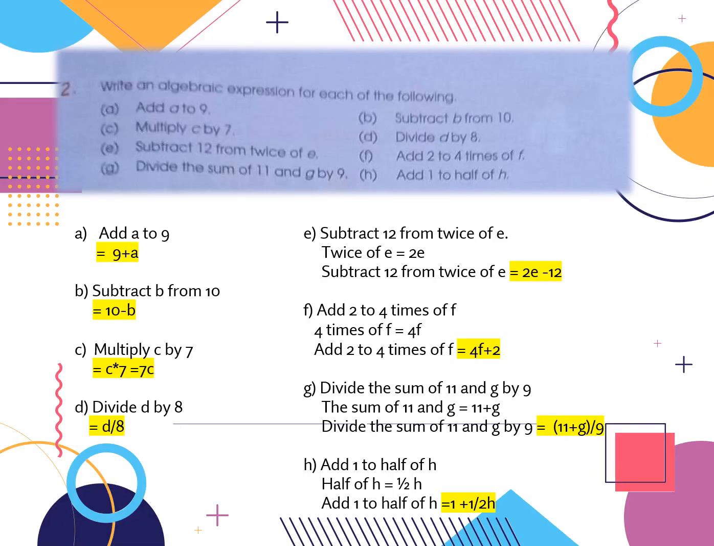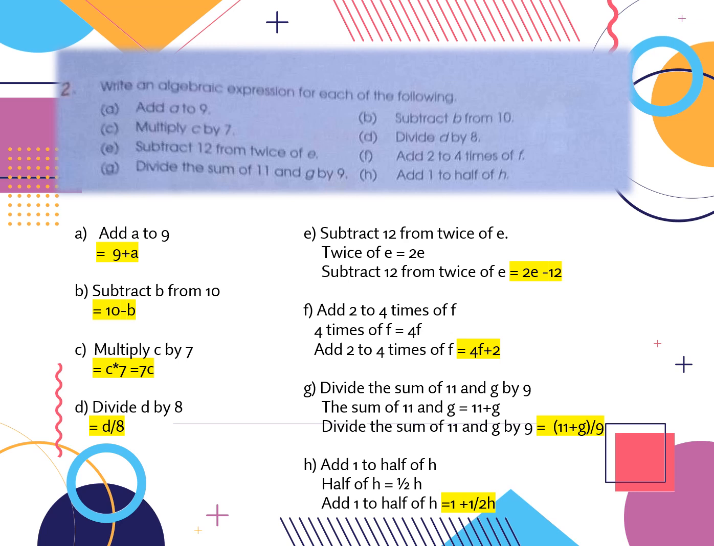Now in question number 2, we have to write an algebraic expression for each part. Part A says add A to 9. We simply write it as 9 plus A, or we can also write it as A plus 9, because as we have learned in our previous video that in addition it doesn't make any difference, but in subtraction we have to be careful which entity is subtracting from which entity.